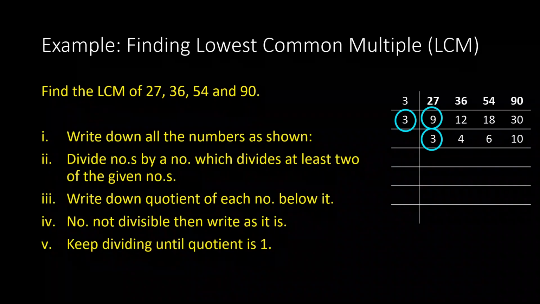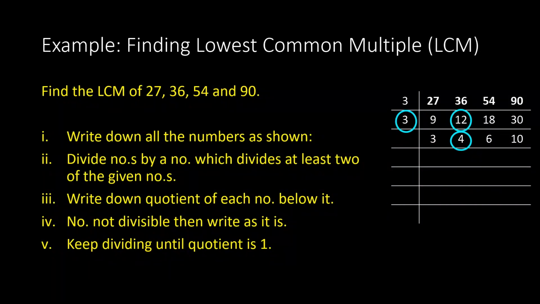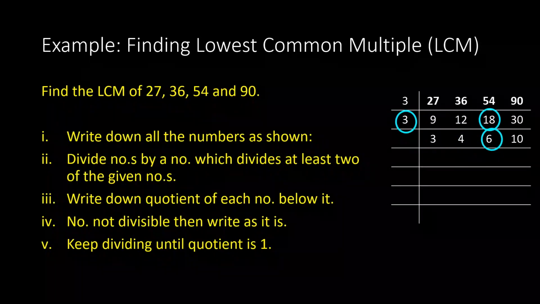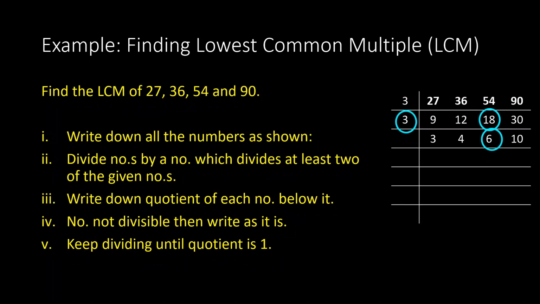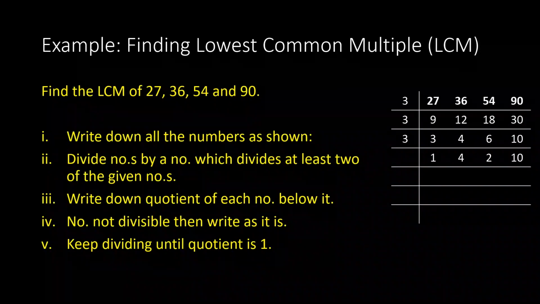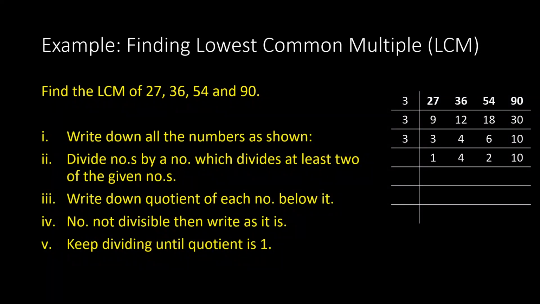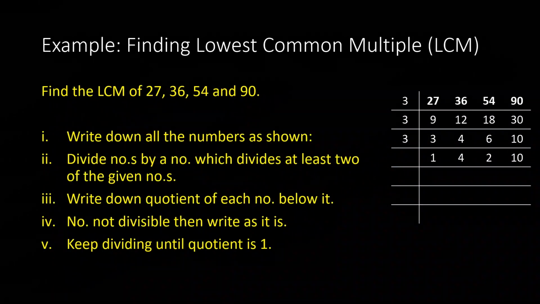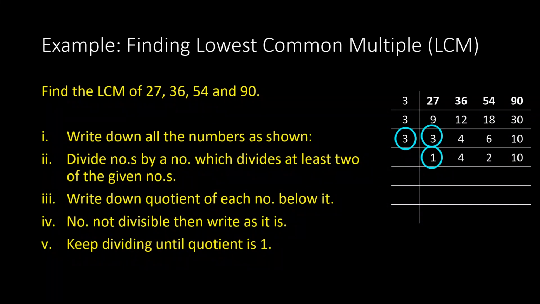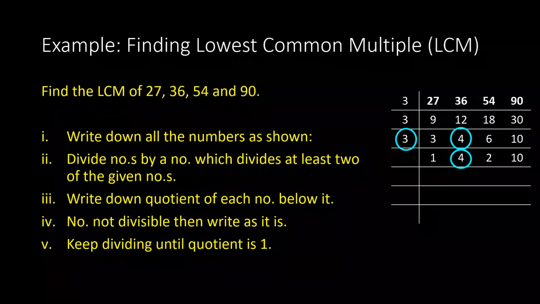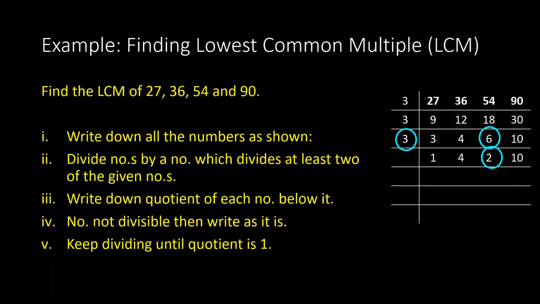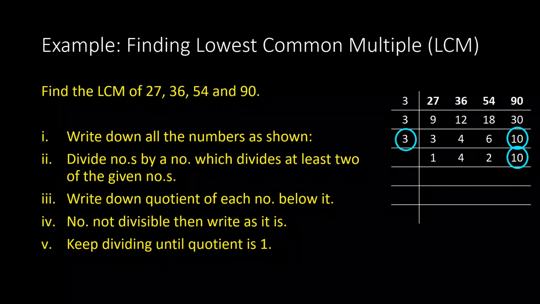So 9 divided by 3 is 3. 12 divided by 3 is 4. 18 divided by 3 is 6. And 30 divided by 3 is 10. We are now going to continue to divide by 3 because at least two numbers in the last row divide by 3. 3 divided by 3 is 1. 4 divided by 3 needs to be left as 4 as it is indivisible by 3. 6 divided by 3 is 2. 10 divided by 3 needs to be left as 10 as it is indivisible by 3.